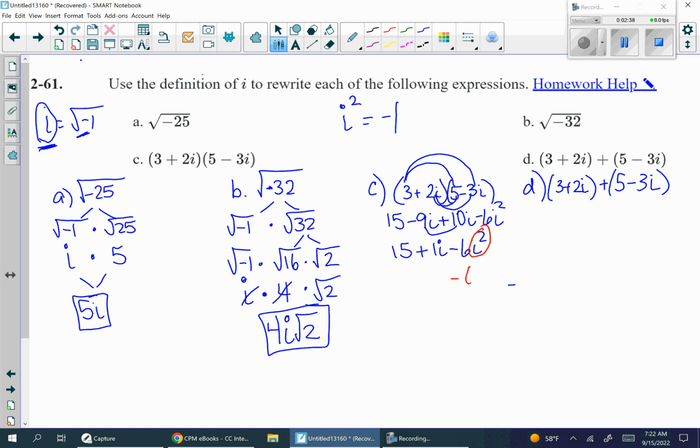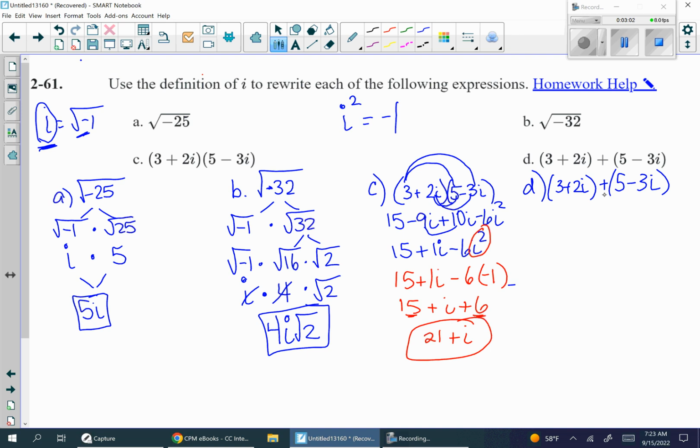So this is -6 times -1. Not sure if you've seen that before. Plus 1i, we're rewriting it. So this becomes 15 plus i minus -6, or plus 6. And we can actually combine like terms. 15 plus 6 is 21, plus i. Whew, that was fun.